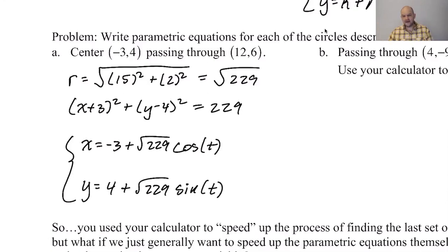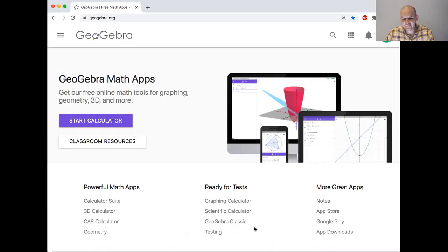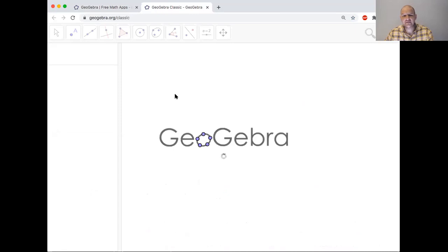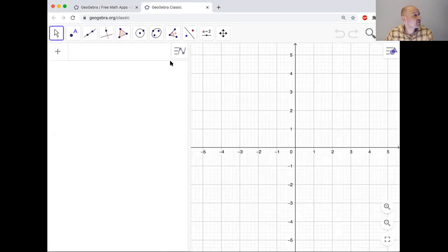All right, I'm going to switch over to GeoGebra and make this happen so we can see that we got it right, and also quickly play around with some other parameterizations. But this is done. This is the right thing.